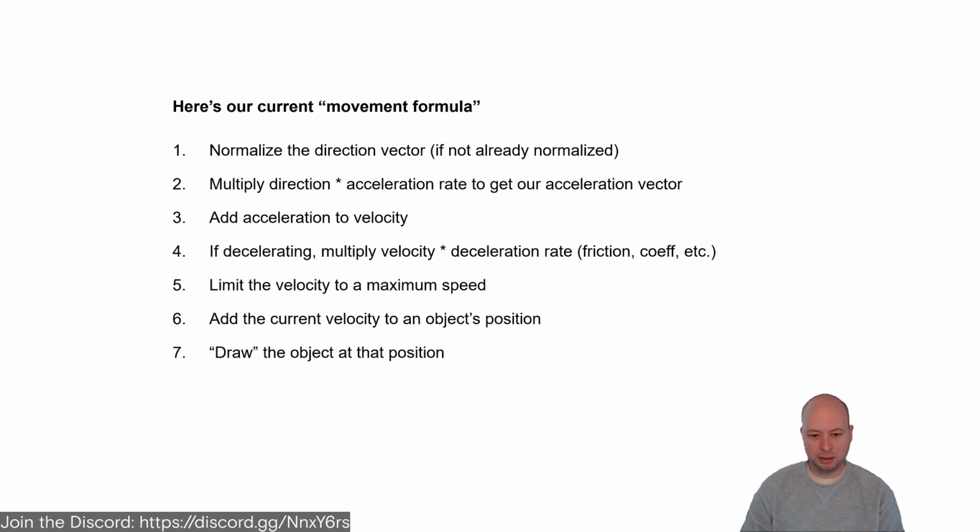And so, going back to what we're doing today: we limit the maximum velocity to some speed, kind of clamp it, and then we add the current velocity to the object's position over a delta time step, and then we draw that new position. That's our current movement.